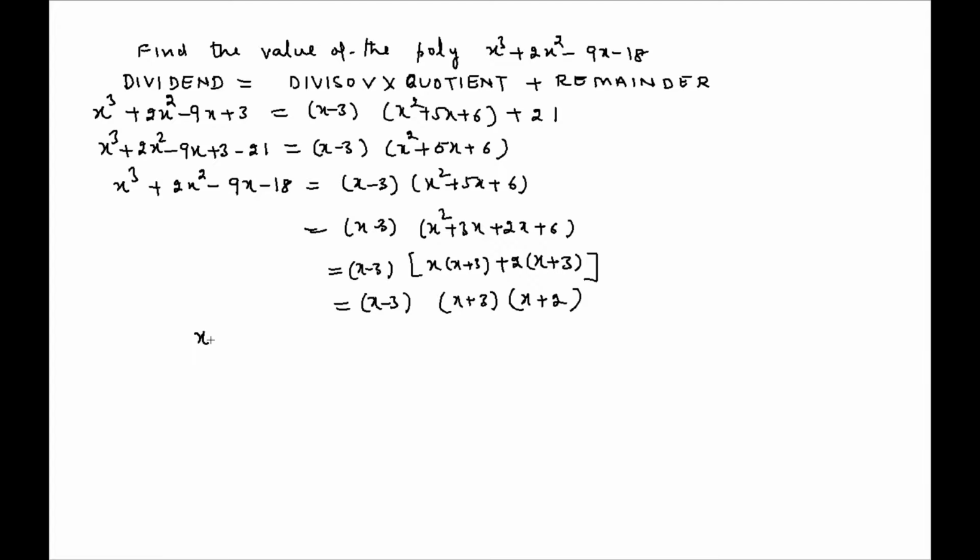Now put x minus 3, x plus 3, x plus 2 equal to 0. When x minus 3 is equal to 0, you will have x is equal to 3. x plus 3 is equal to 0, you will have x is equal to minus 3. x plus 2 is equal to 0, you will have x is equal to minus 2. So these are the three values of this polynomial.